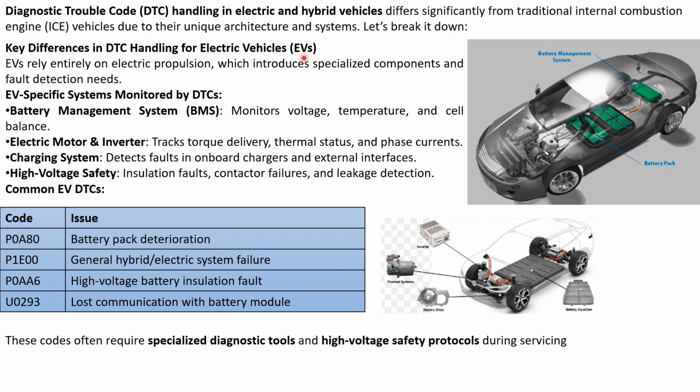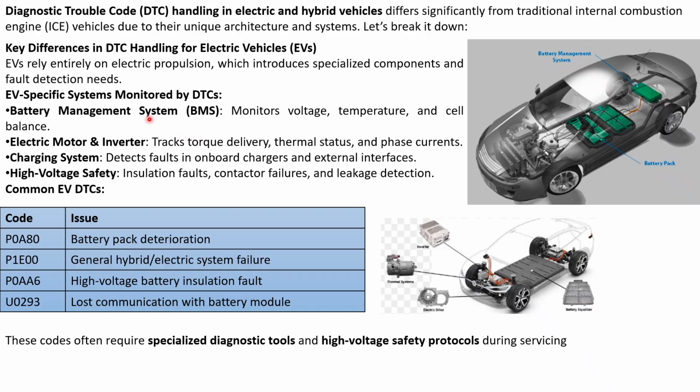DTC handling for EV vehicles. EVs rely entirely on electric propulsion, which introduces specialized components and fault detection needs. These have a totally different powertrain. So naturally specialized components and fault detection is needed. And when it comes to EV specific systems monitored by DTCs, the BMS monitors voltage, temperature, and cell balance.